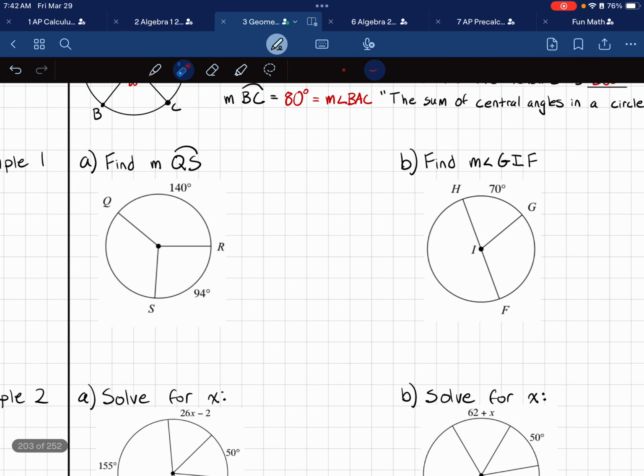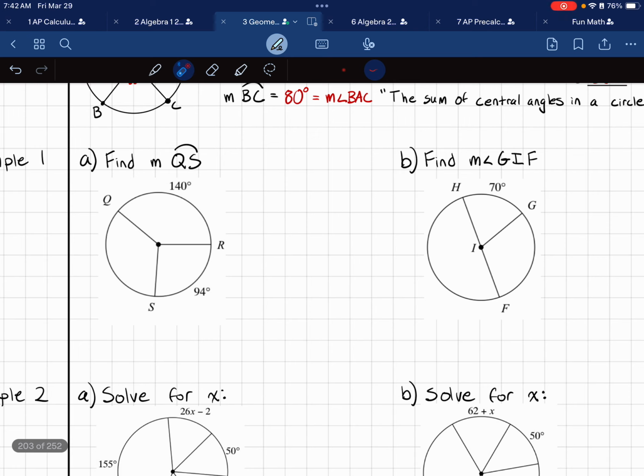All right. Example 1. We're going to find the measure of arc QS. So I'm talking about the number. QS is 2 letters, so I'm not talking about this really big one because that would have been QRS. I'm just talking about this tiny one, QS. If I find that angle, I'm done. Note that all 3 of these should add up to 360 degrees, and this arc right here should add up to 360 degrees.